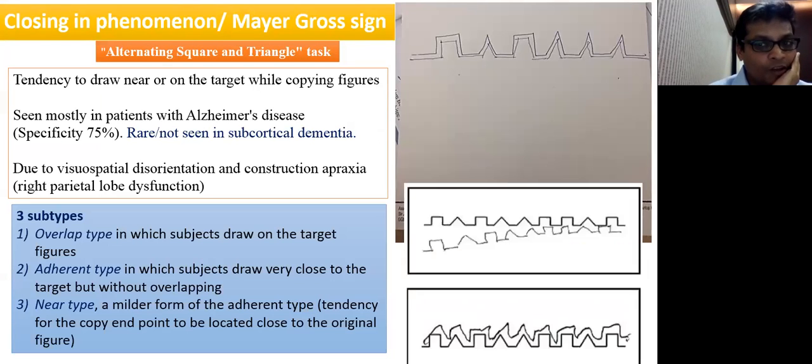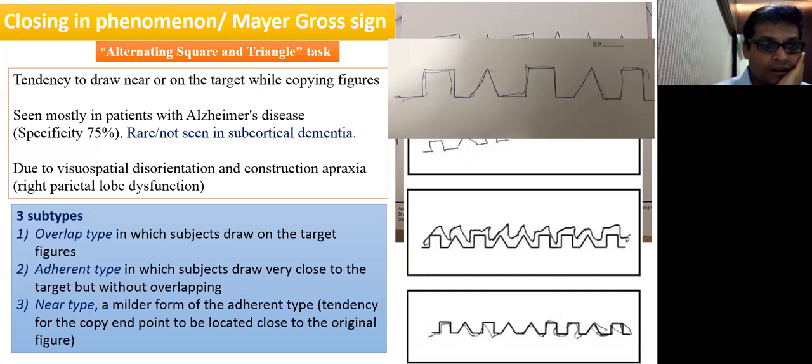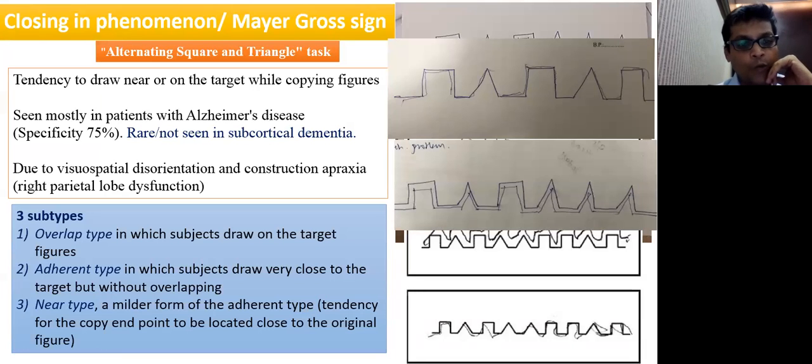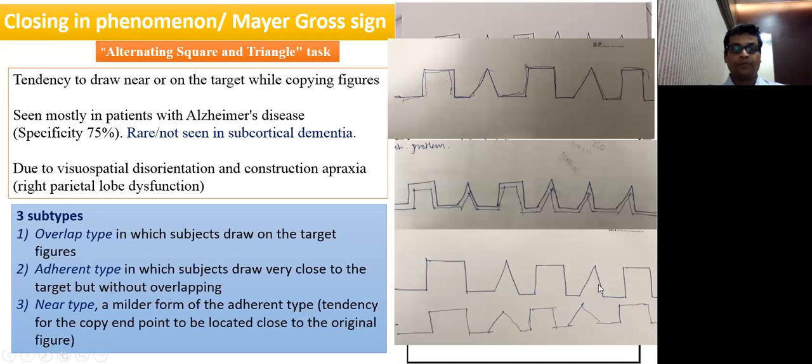So this closing-in phenomenon has three types. Overlap, which is most severe: the patient draws on the target figures as shown in this figure. Then adherent type, where the patient draws very close to the target without overlapping. Then the near type, which is a mild variant, where the patient draws near the target at the end of the task. This closing-in phenomenon can be seen in Alzheimer's, and you can monitor the severity of Alzheimer's on the basis of it also, as the patient progresses from near type to adherent type, then to overlap type.